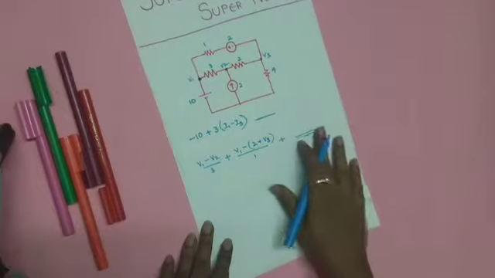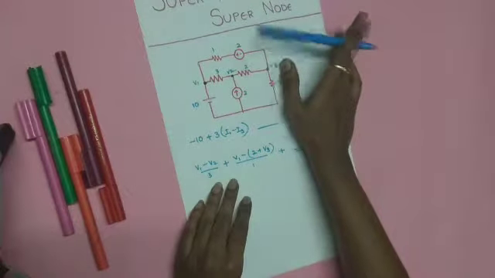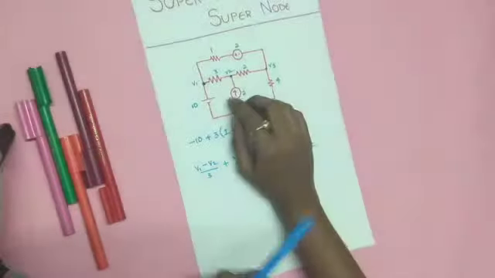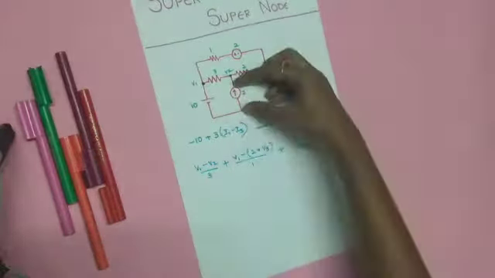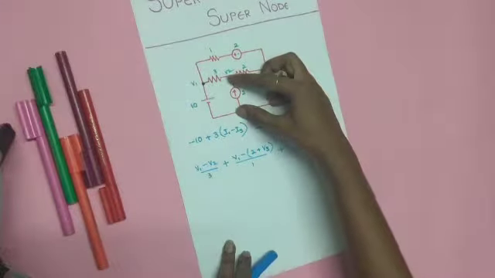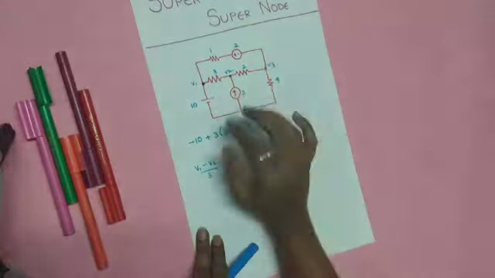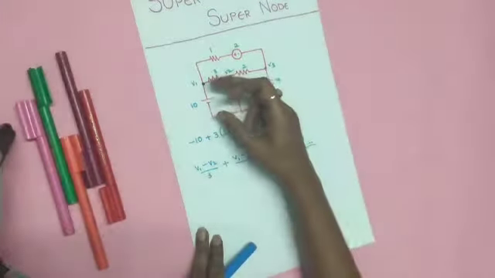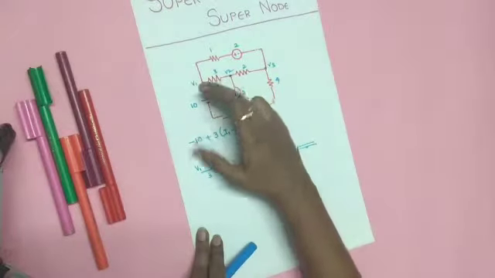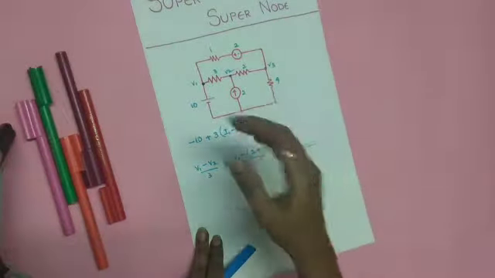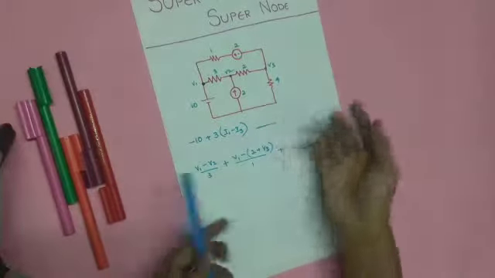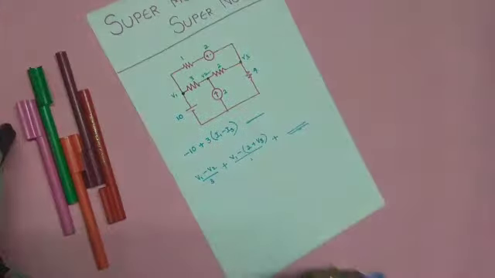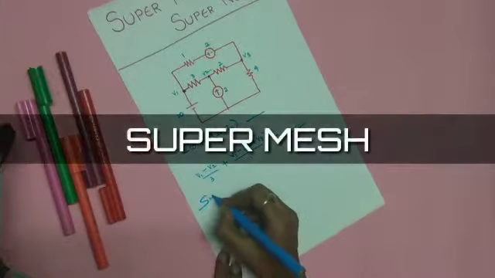So then comes the use of supermesh and supernode. The concept is, whenever there is a current source connected like this in parallel while solving by mesh analysis, then we have to go for the supermesh. Otherwise, if we have a voltage source connected in this way while solving by nodal analysis, then we have to go for the supernode. Okay, I'll tell you how to do it. It's very simple. Let us start with the supermesh.